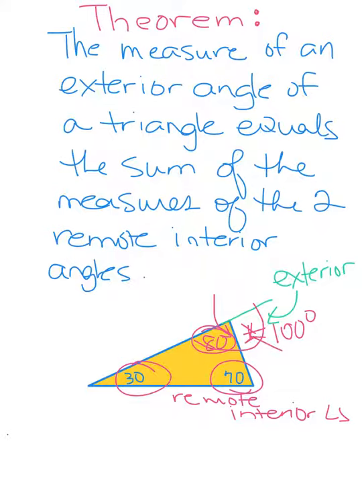So I don't have to go through figuring out the 80 and then going to the 100. I can just say I know because of this theorem that if I take 30 and 70 and add them together, I'm going to get the exterior angle, which will be 100 degrees.